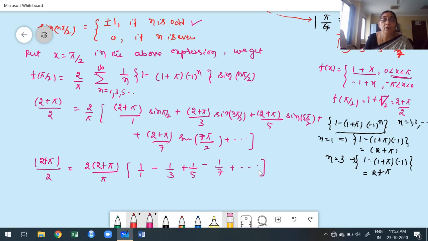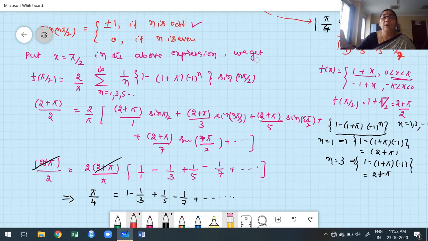Okay. Now observe carefully here. 2 plus pi is cancelled. Take cross multiplication for this. This implies what we get? Pi divided by 2 into 2 is 4, is equal to 1 minus 1 by 3 plus 1 by 5 minus 1 by 7, etc. This is where the deduce part is required. This is the easiest way to find out the deduce part.